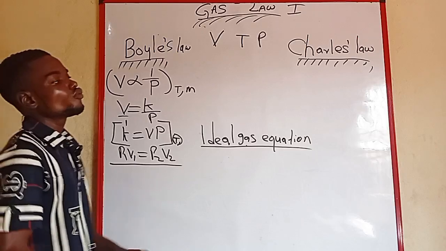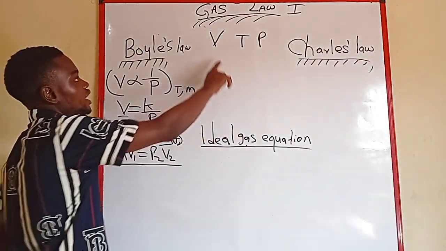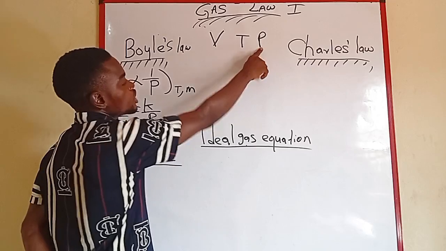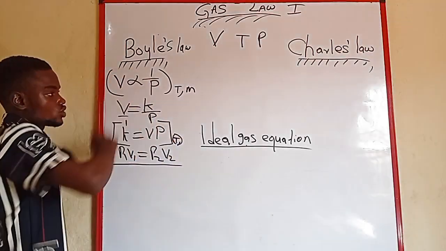All right, now we move over to Charles's law. Remember, we talk about what we have here as the volume and the pressure with constant temperature. So the temperature will not change for this to occur.